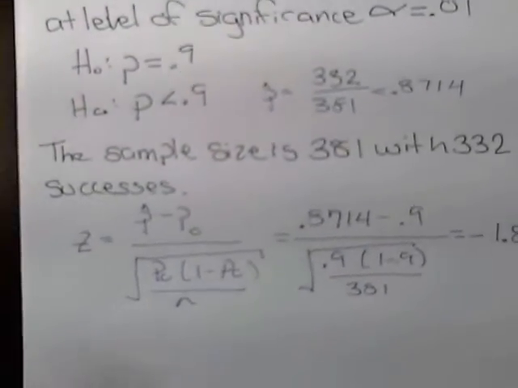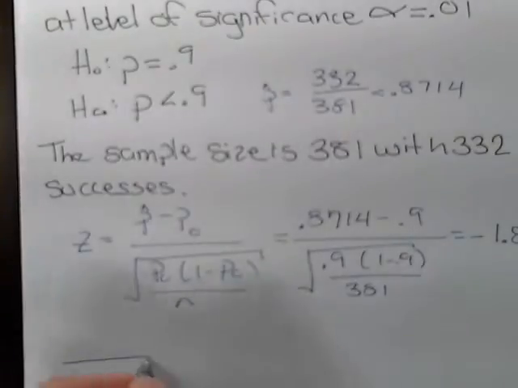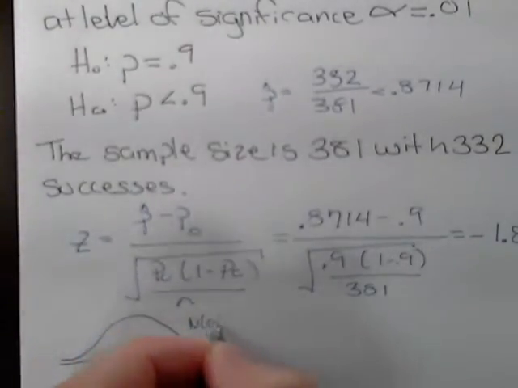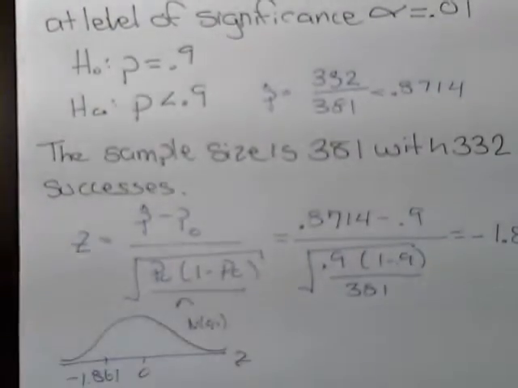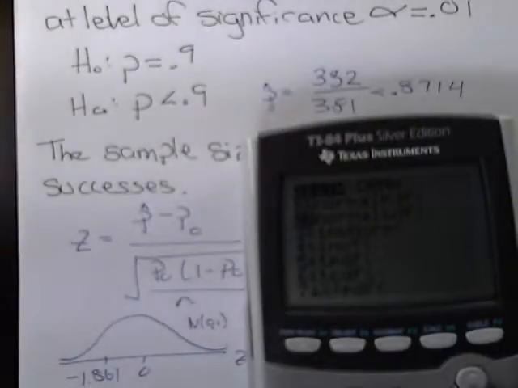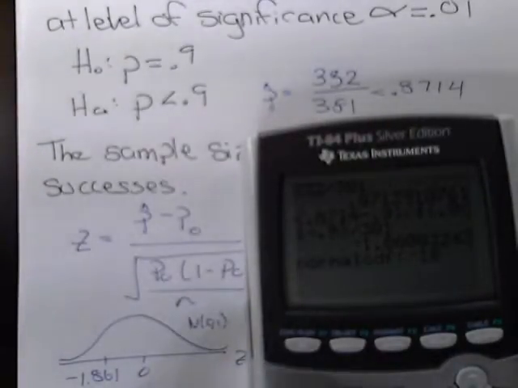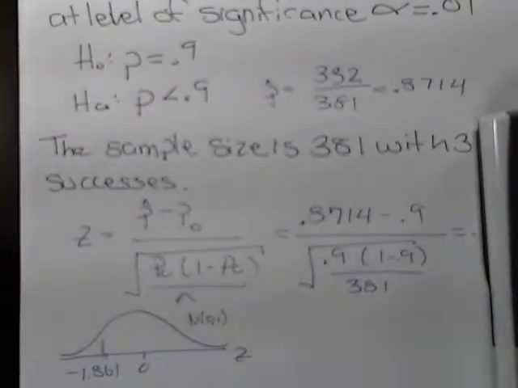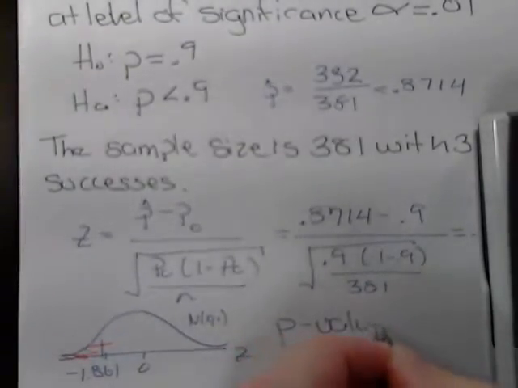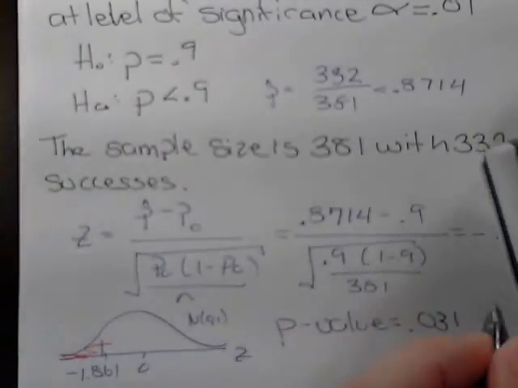We need to find this p-value. This can be done several ways. I'll go ahead and use the calculator. I know that this is a standard normal. We're at negative 1.861. Normal CDF, I'm going from negative infinity to negative 1.861. This gives a p-value for this region right here, 0.0314.